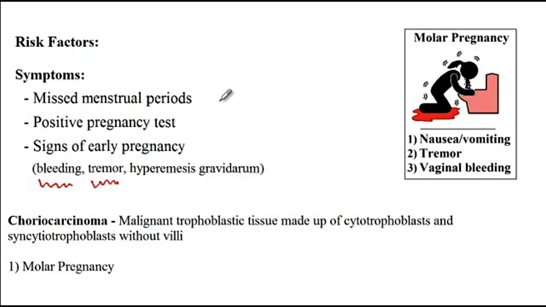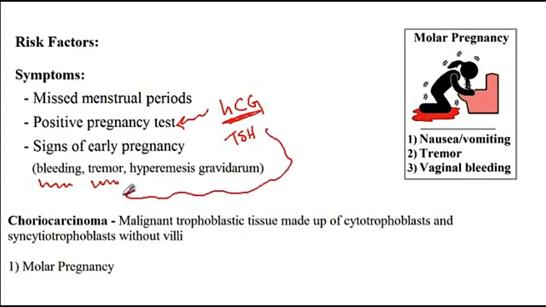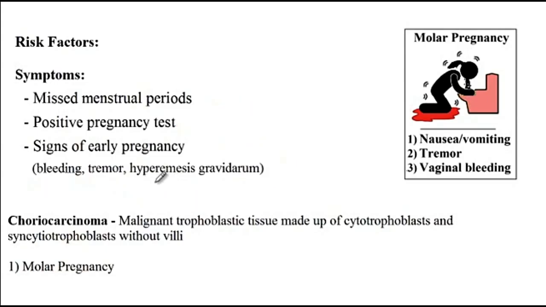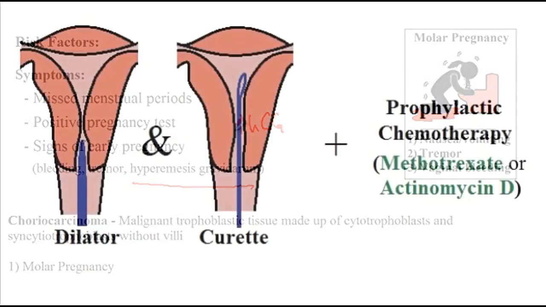So since there is too much HCG production during molar pregnancy, first, the pregnancy test would be positive, and second, since the HCG has a similar structure to the thyroid stimulating hormone, therefore it would be able to stimulate the thyroid hormone, and so it can cause hyperthyroidism, and so these patients can develop tremors. And then finally, patients with the molar pregnancy, again due to the high level of human chorionic gonadotropin, can present with hyperemesis gravidarum, where there is a persistent nausea and vomiting.